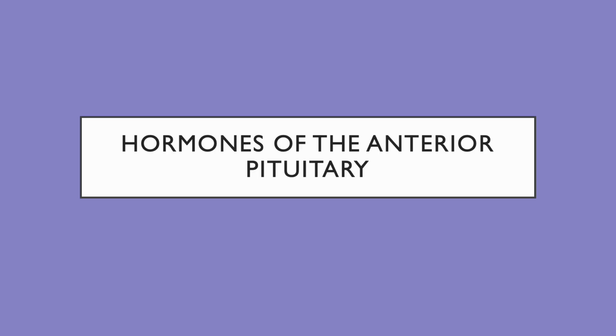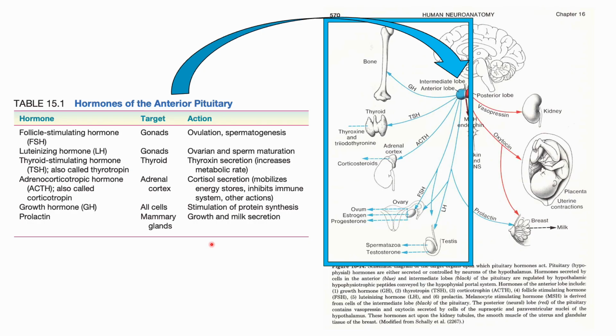Now, let's talk about the hormones of the anterior pituitary specifically. There are several different hormones that are released by the anterior pituitary. When we look at this image, we're just going to focus on the anterior pituitary, shown here in blue. Over here, this is demonstrating different neurohormones that are released from the posterior pituitary, which we already talked about. So the anterior pituitary is largely going to be releasing hormones that can target other glands like the gonads, the thyroid, and the adrenal cortex on the kidney.